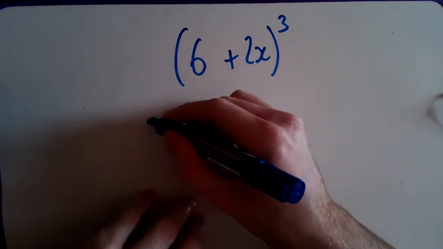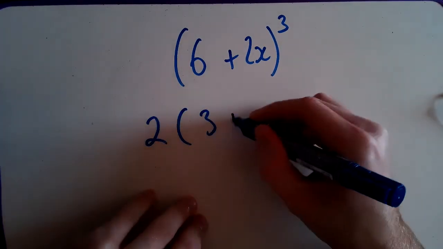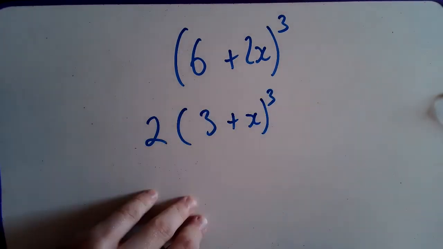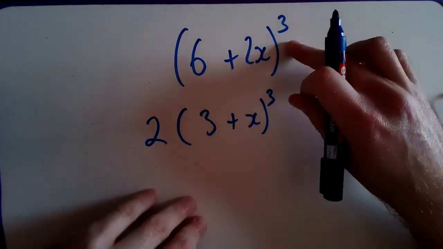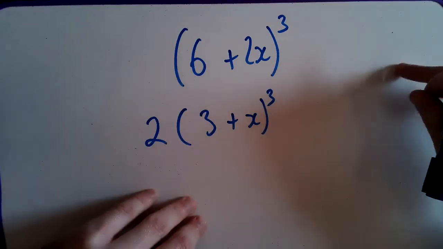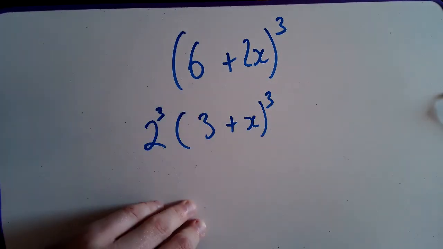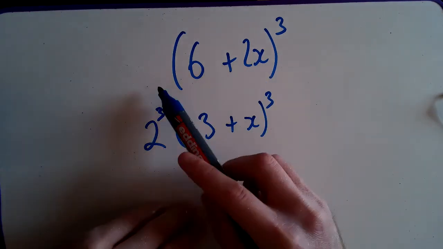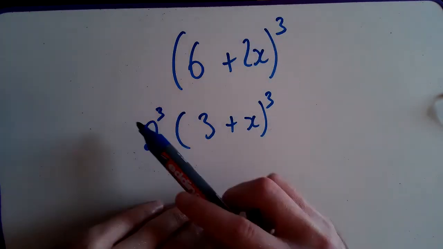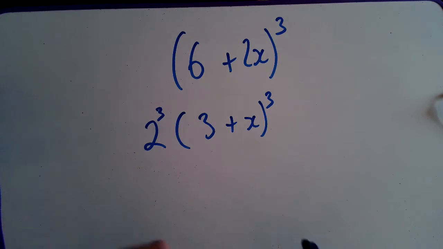Now, if I just wrote this, it's not true. Because if you think about what cubed means, it means I've got 3 of these brackets. So I have 3 lots of 2s, so I need a cube there. So if I factorize out a number, the power goes with that number as well.